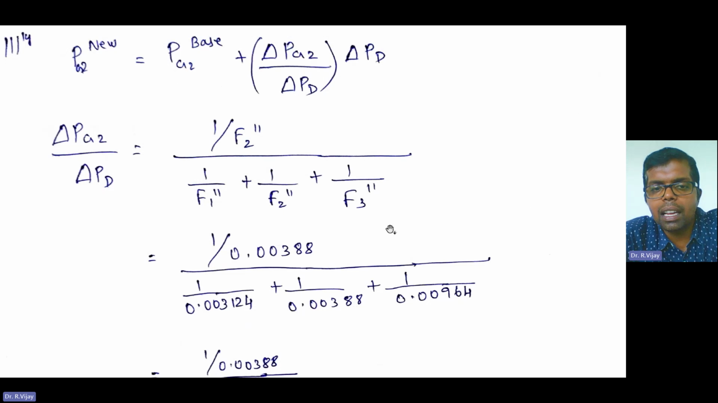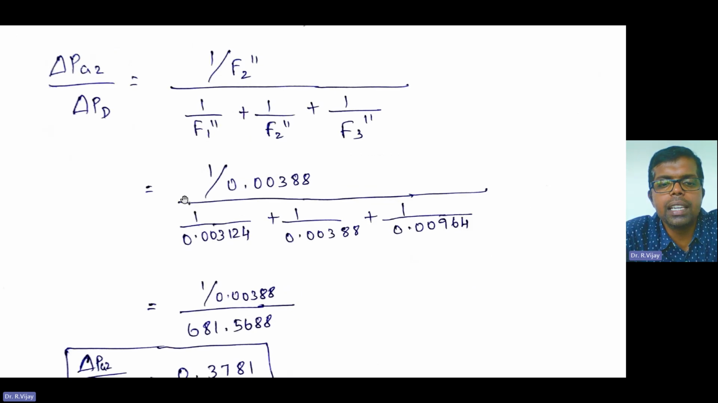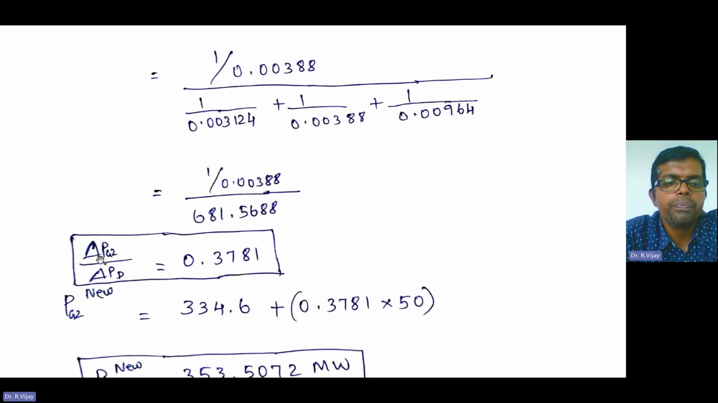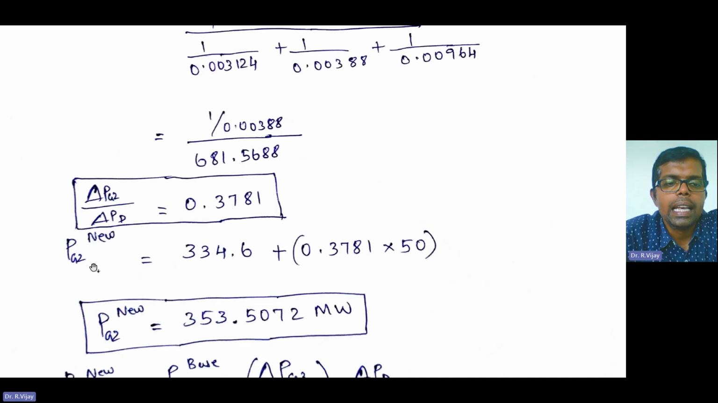Already we calculated all these things. Just substitute it and simplify it. We are getting the answer as 0.3781, up to 4 digits after the decimal. Don't round it off. Del PG2 divided by del PD is 0.3781. Similarly, PG2 new is equal to PG2 old plus del PG2 divided by del PD into del PD, that is the change in the power demand.